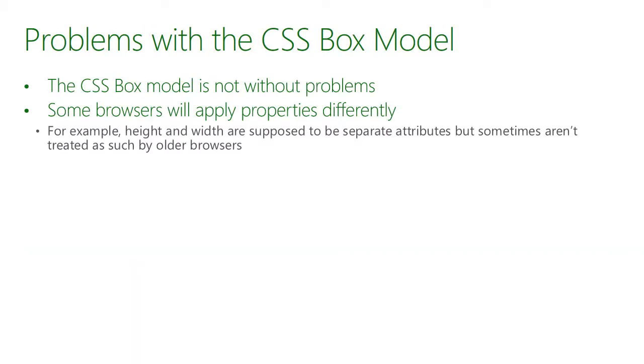There are some problems with the CSS box model. Some browsers tend to apply properties differently. For example, height and width are supposed to be separate attributes, but sometimes aren't treated as such by older browsers. Additionally, there are different ways that the padding and margin and border attributes are applied across different browsers.